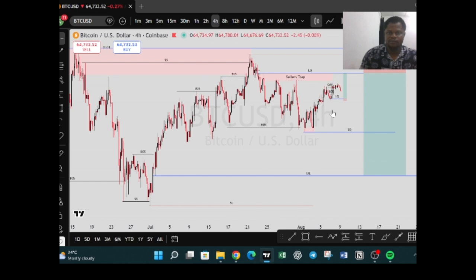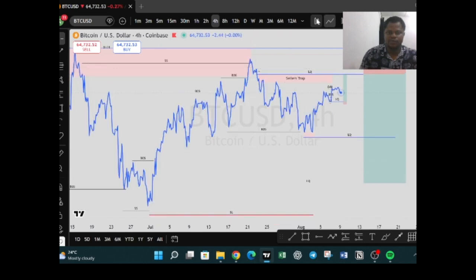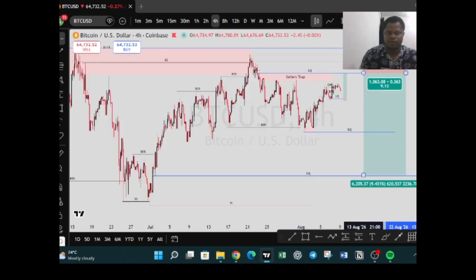Let me confirm again. If I use line charts, I can see that there's a liquidity block here. Therefore, my stop loss is going to be just a little bit above that place. So this is my trade ID on Bitcoin.